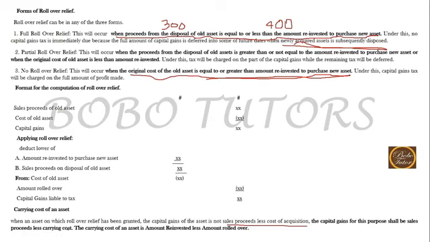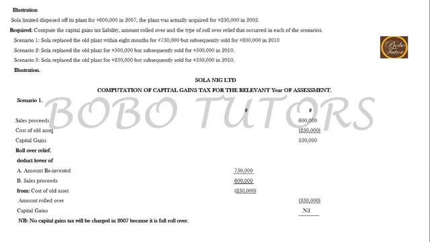Now let's look at an illustration so that we understand these three forms of rollover relief. Shola Limited disposed of its plant for 600,000 in 2007. The plant was actually acquired for 250,000 in 2002. Remember, this is the sales proceeds of the old asset, the sales proceeds, and this is the cost of acquisition. Compute the capital gains tax liability, that's one. The amount rolled over, that's two. And the type of rollover relief, that's three, that occurred in each of the scenarios.